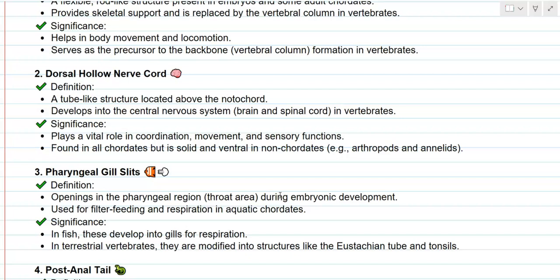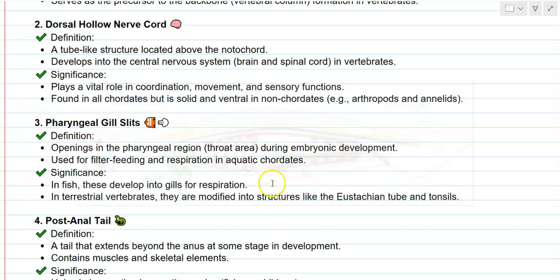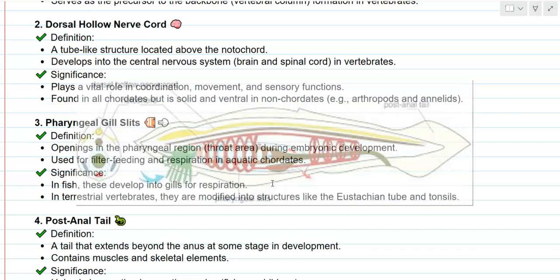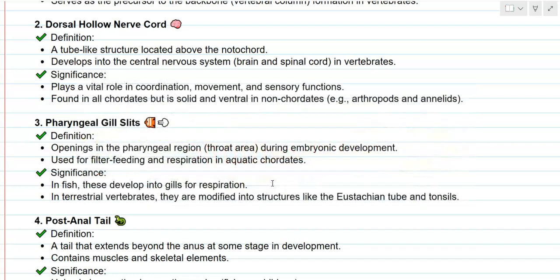The next one is the pharyngeal gill slits. They are openings present in the pharyngeal region, that is the throat area, during the embryonic development. They are used for filter feeding and respiration in the aquatic chordate groups. Their importance is that they play a role in respiration when they develop into gills in the fishes. Whereas in terrestrial vertebrates, these structures are modified into structures such as the eustachian tubes present in the ear as well as tonsils.